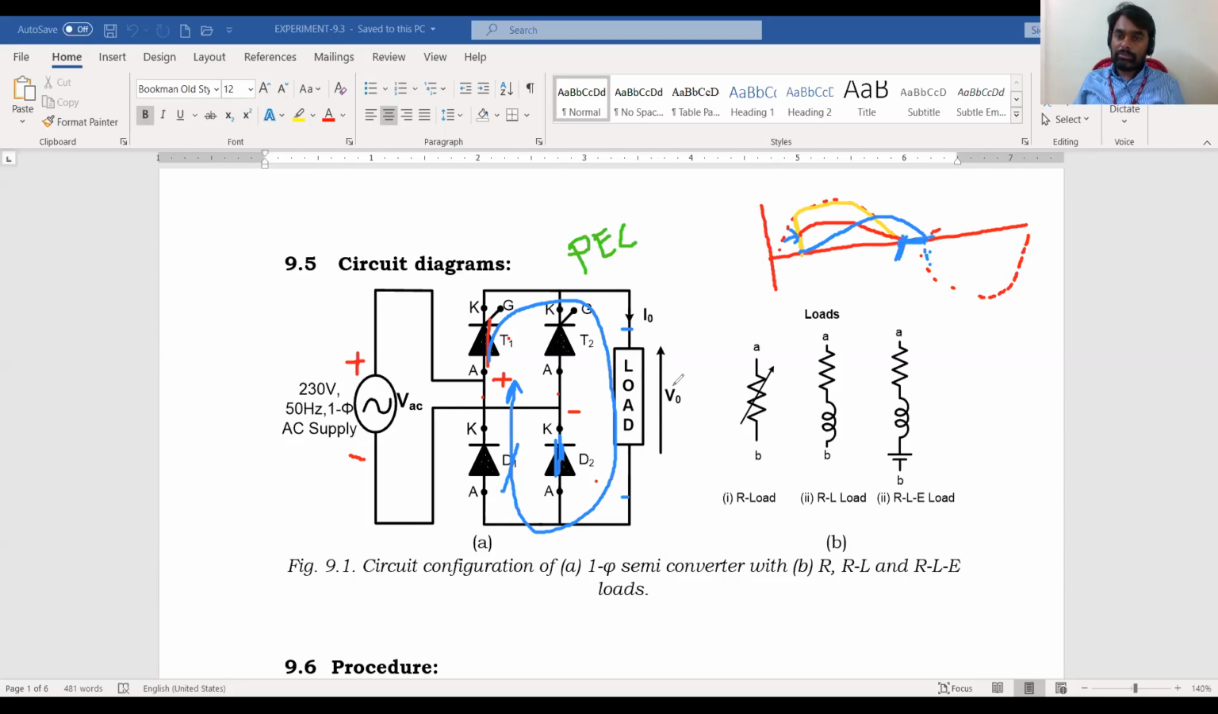Actually, we need to get this portion if D2 is replaced by some thyristor, but due to the presence of these two diodes in the half leg, you won't get the negative portion, right? So that is why the average output voltage is increased when compared to a full control converter in case of RL load, because there is no negative peak here, but it will come into the picture when it is a fully controlled converter. We have seen in the last video.